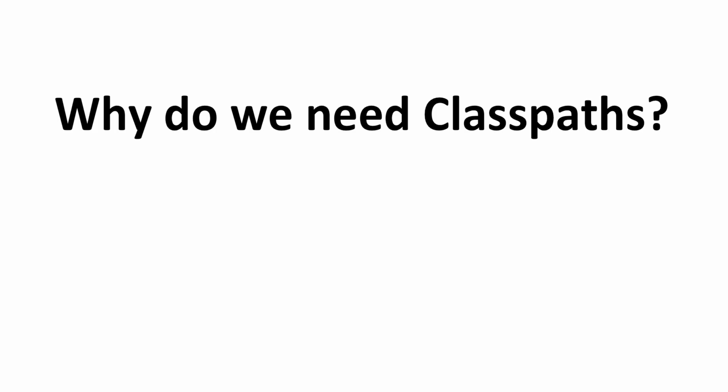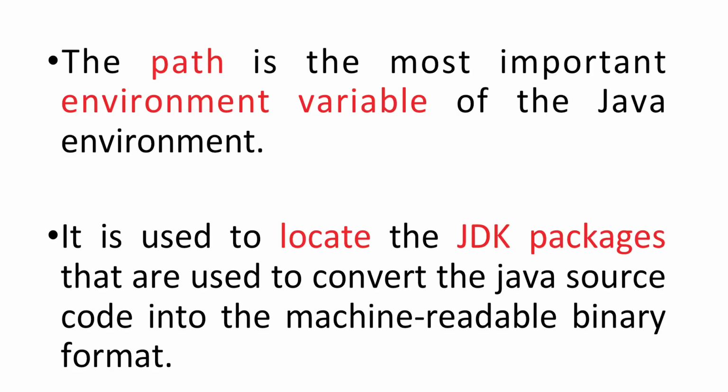So class path is nothing but an environment variable which is used by the application class loader to locate and load the class files. Now the question arises, why do we need class paths? What is its use and benefits? The path is the most important environment variable of the Java environment. It is used to locate the JDK packages that are used to convert the Java source code into the machine readable binary format.